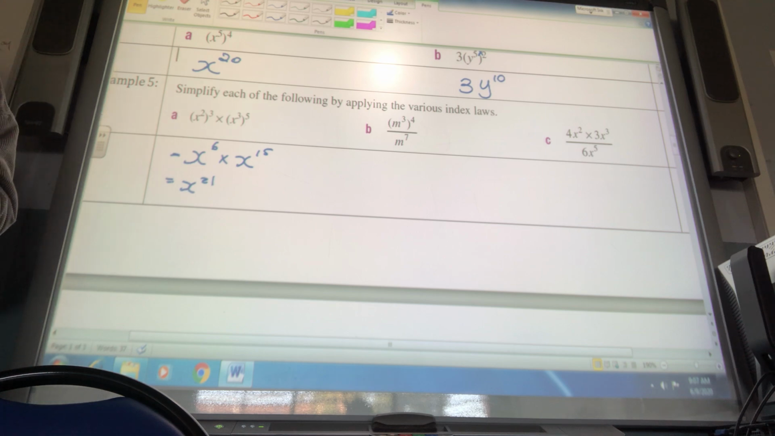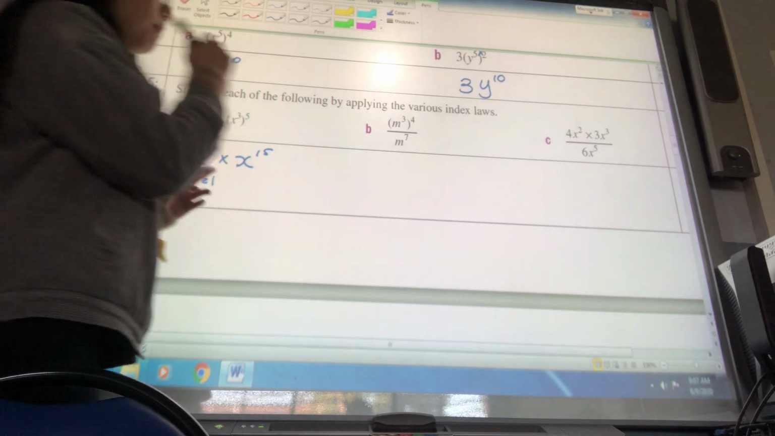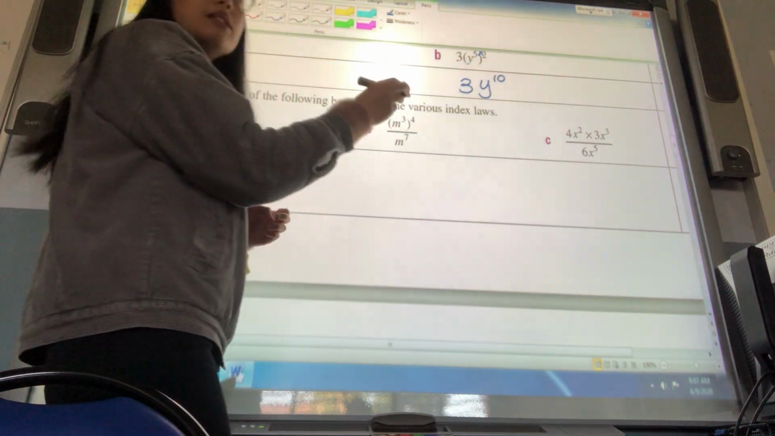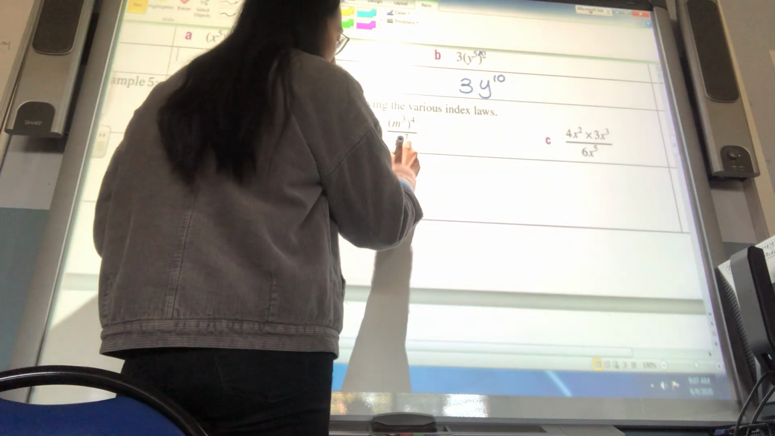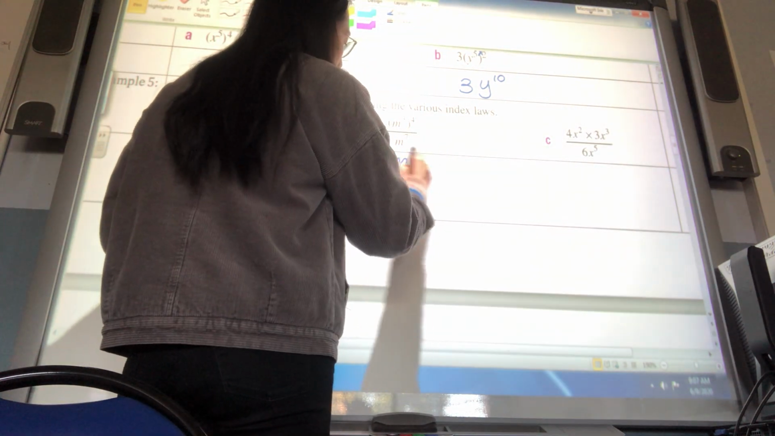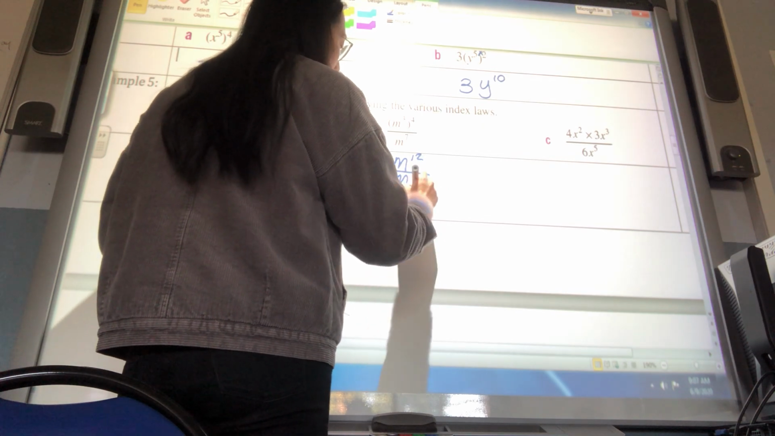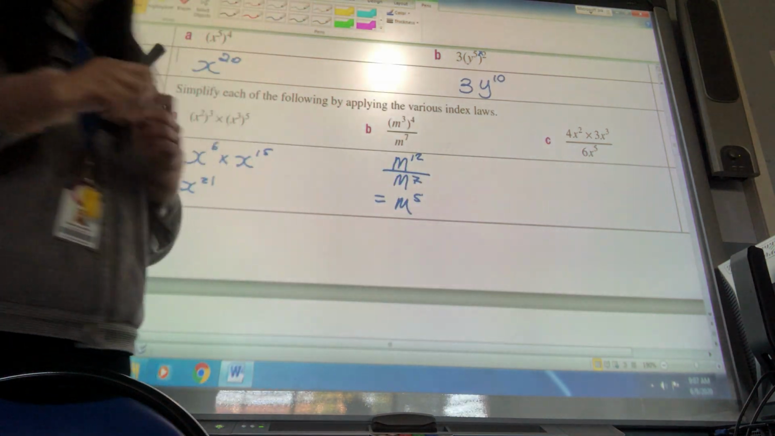Next one, Mariam. M to the power of 5. Can you tell me step by step how to do it? M to the power of 12 over M to the power of 7. So this is equal to m to the power of 5, because you just do 12 minus 7 for the power, right?